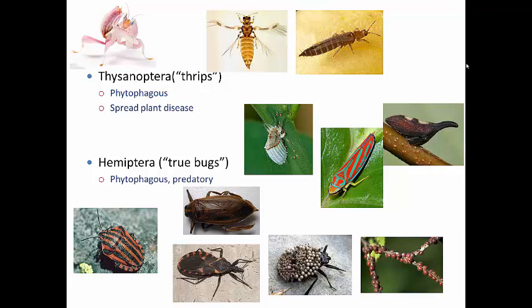So when I say the word thrips, the word thrips is both singular and plural. So there's no such thing as a thrip. It's a thrips. And then thrips. You know, that's how we go. So these thrips are very, very tiny, and they feed by scraping the surface of plants off.